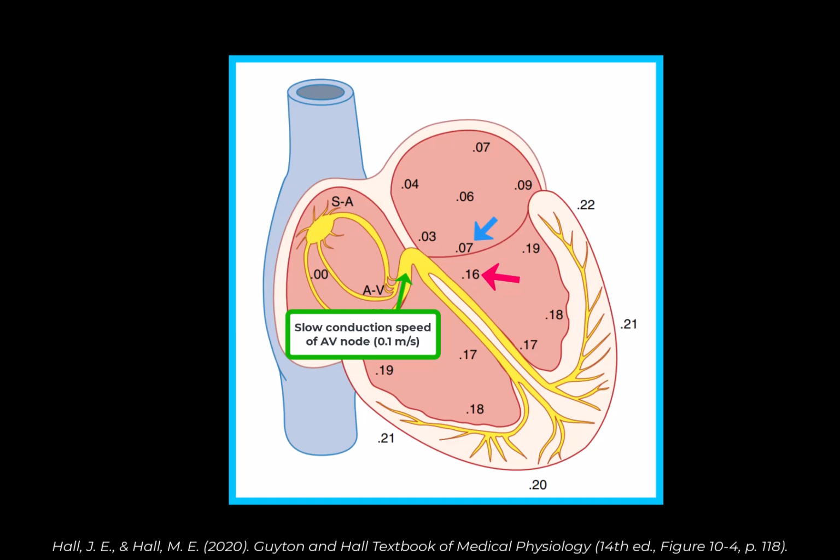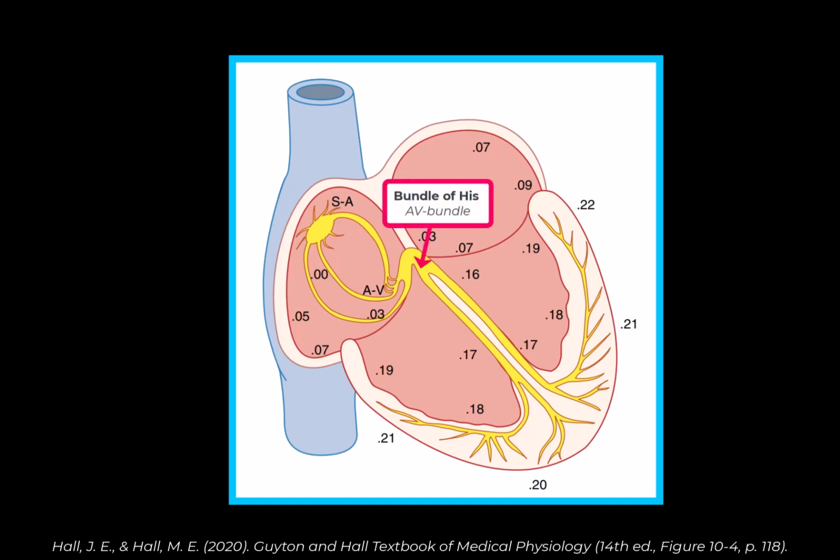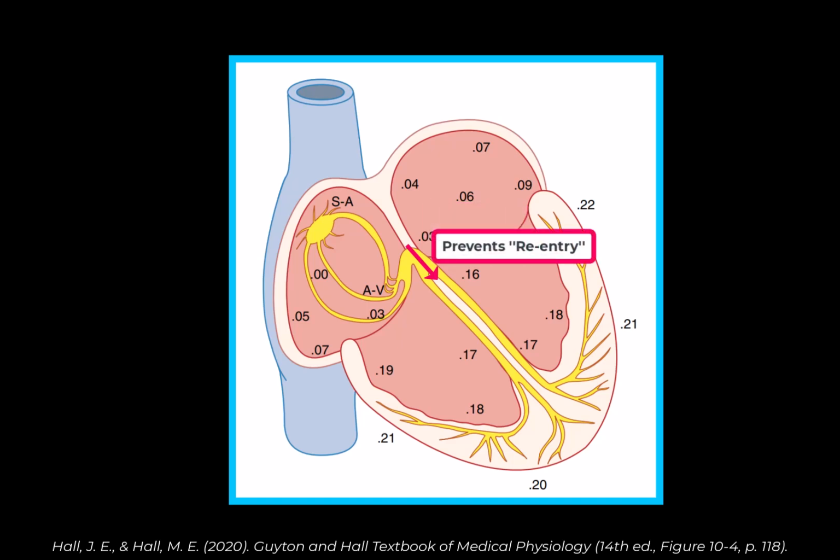The other thing I want to mention here, and this is so important to know, is that the AV bundle has a special characteristic in that it can only do a one-way conduction, allowing only forward conduction from the atria to the ventricles. This prevents something called re-entry of the cardiac impulses, meaning it prevents the impulses from going from the ventricles back into the atria.